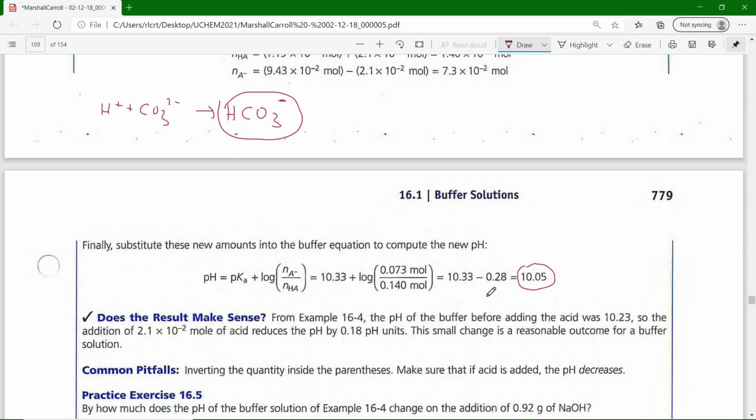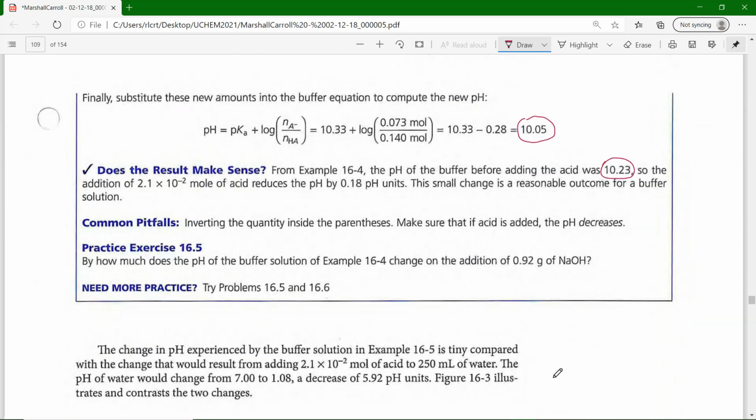Before we put in the acid from example 16.4, the pH was 10.23. So we see that the pH has indeed decreased by adding an acid, which makes sense. This small change is a reasonable outcome for a buffer solution. Make sure that if acid is added, the pH decreases. Okay?